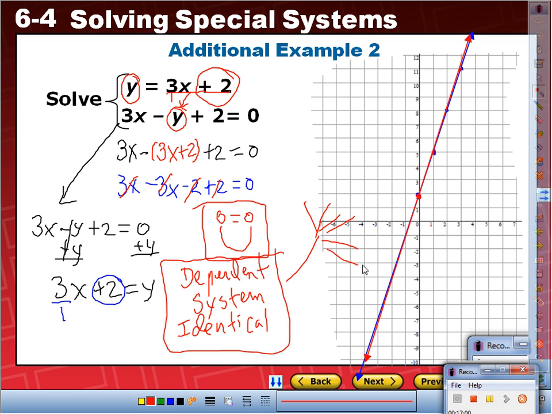Yay. See what I did right there? It's the spirit fingers on 3. 1, 2, 3.